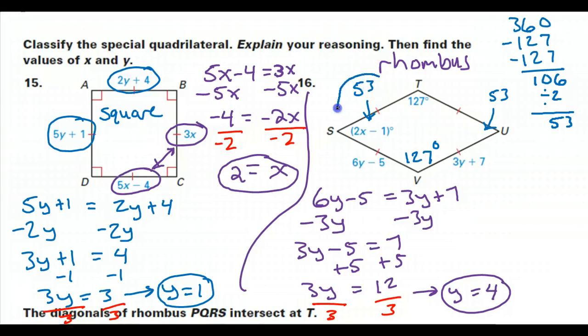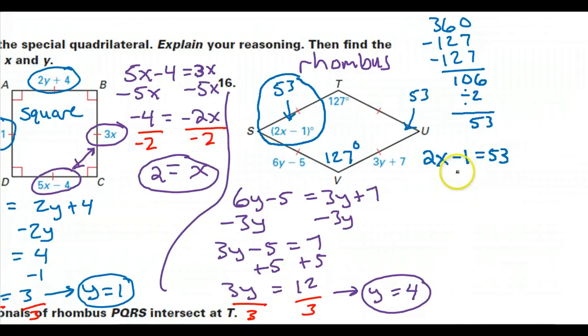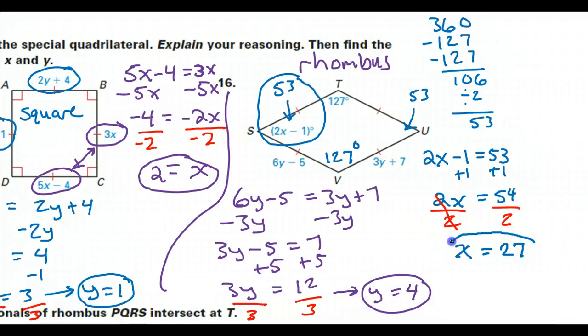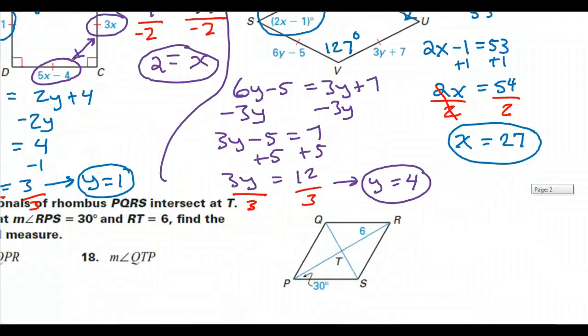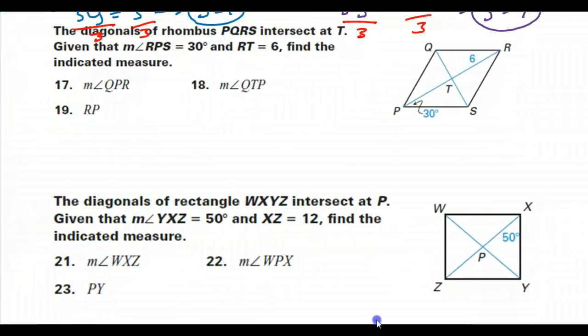Okay, that means this angle right here must be 53. That's where I'm getting this equation from that I'm about to write down right now. 2x minus 1 should equal 53. Okay, so x should be 27. Alright, let's see what's next.